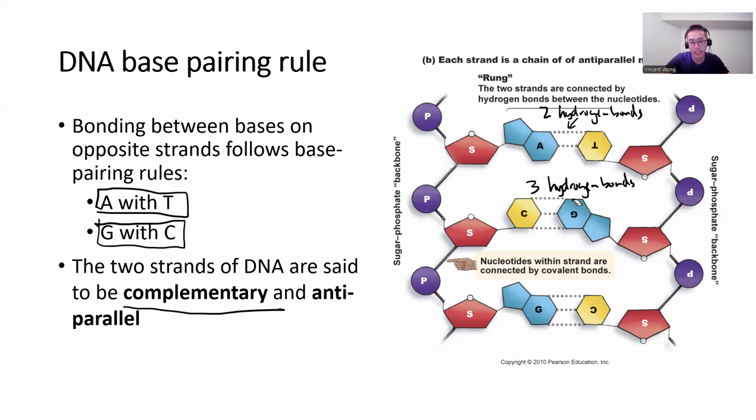Over here, if you study the diagram closely, you will see that one strand is actually upside down relative to the other side. And that's the second property of DNA. It's called anti-parallel. We'll talk more about this later on.